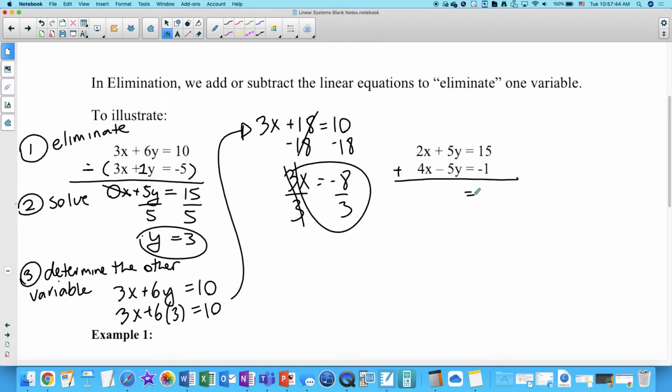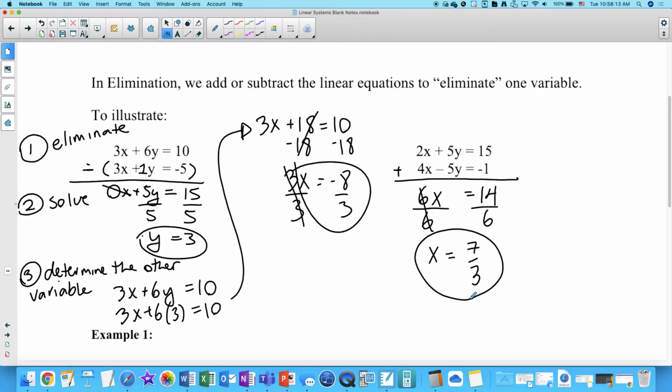Okay, so when we do this, we're going to get 2x plus 4x rather is 6x. This is 0, so I'm not even going to put that in there. 15 plus negative 1 is 14. And then I can divide by 6, and this actually reduces to x equals 7 over 3. And that I have to leave as a fraction.